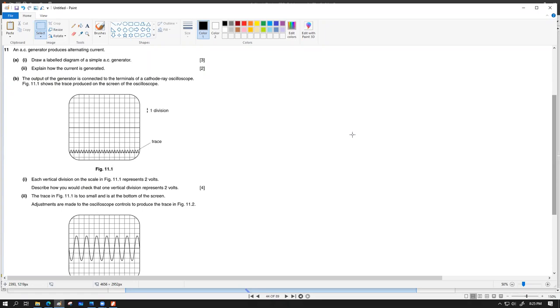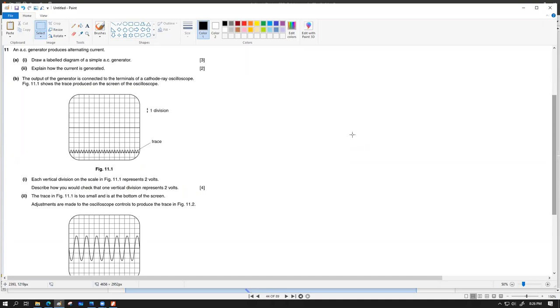Part B. The output of the generator is connected to the terminals of a cathode oscilloscope. Figure 11.1 shows the trace produced on the screen of the oscilloscope. So we have this kind of trace for whatever settings we have chosen for the time base and for the Y gain. So we have a very small trace at the bottom of the screen.